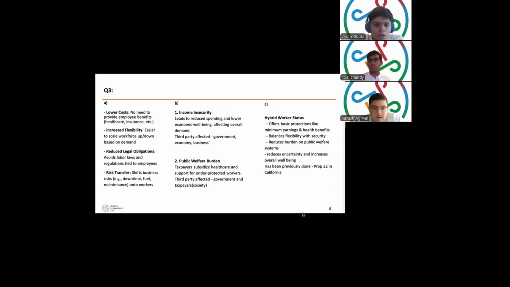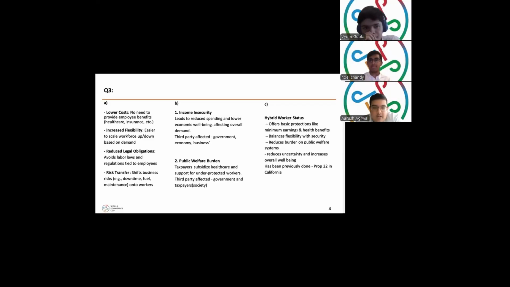Question 3, Part A. The main economic rationale for classifying sharing economy workers as independent contractors is cost reduction and flexibility. This allows platforms to avoid expenses like health insurance, paid leave, and minimum wage requirements while scaling without long-term labor commitments and legal obligations. Risks such as income instability and job insecurity are shifted to workers. For example, Uber classifies drivers as contractors to operate globally without traditional employer obligations.